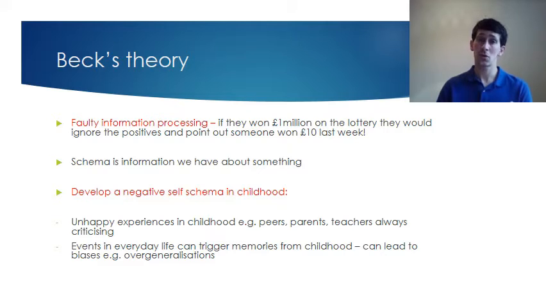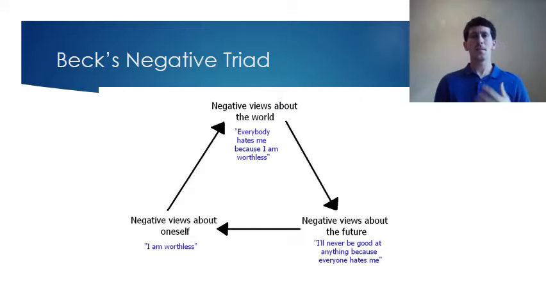So Beck says there's two things: faulty information processing. Depressed people don't process information like everyone else. And they also start to develop this negative self-schema. They start to get negative information about themselves from their childhood. And the main part of Beck's theory was his negative triad.